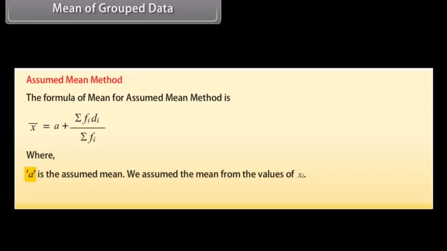Mean of grouped data. Sometimes the product of xi and fi becomes too large that this method becomes quite time-consuming. To get rid of these calculations, we opt for assumed mean method. Assumed mean method. The formula of mean for assumed mean method is a plus summation of the product of fi and di divided by summation of fi, where a is the assumed mean. We assume the mean from the values of xi. di is equal to xi minus a.